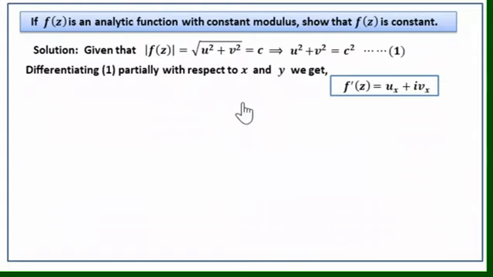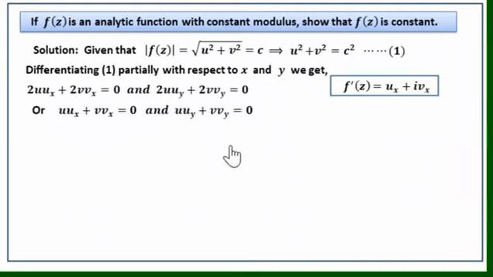Okay, so differentiate equation 1 partially with respect to x first. The derivative of u square with respect to x, keeping y constant, is 2u ∂u/∂x, plus the second term, differentiated with respect to x keeping y constant, is 2v ∂v/∂x. On the right-hand side, c square is constant, so its derivative is 0. So we get 2u ux plus 2v vx equal to 0. Similarly, differentiating equation 1 partially with respect to y, we get 2u uy plus 2v vy equal to 0.